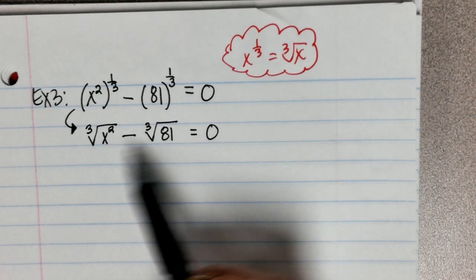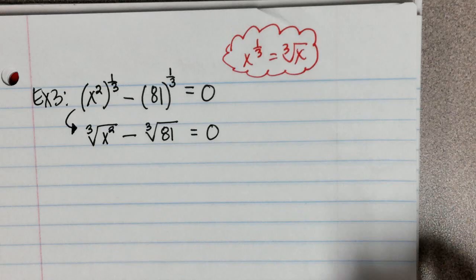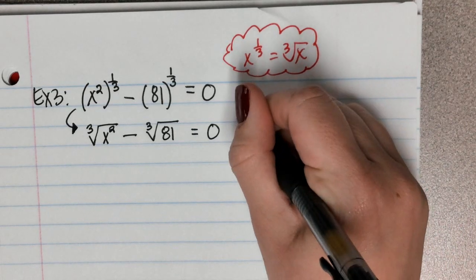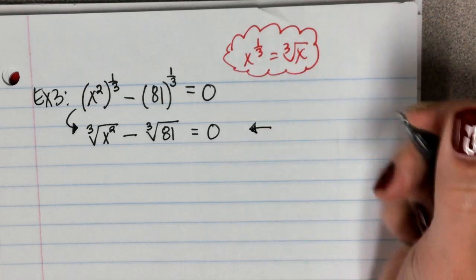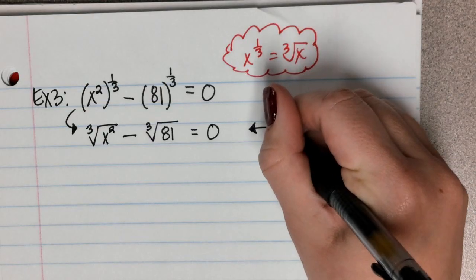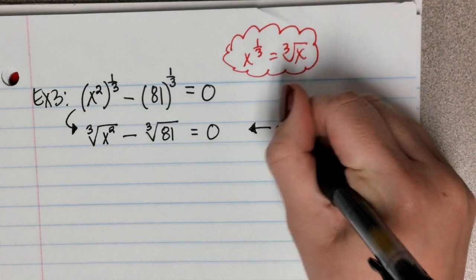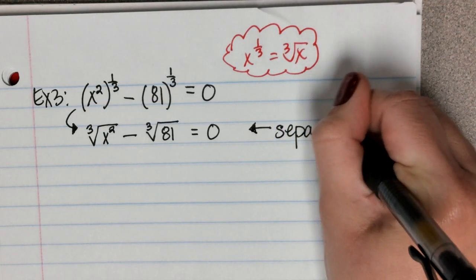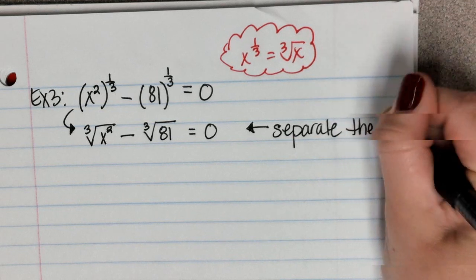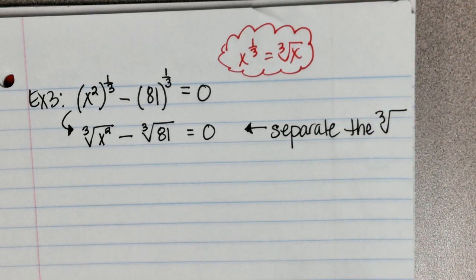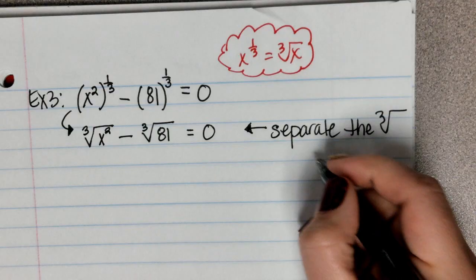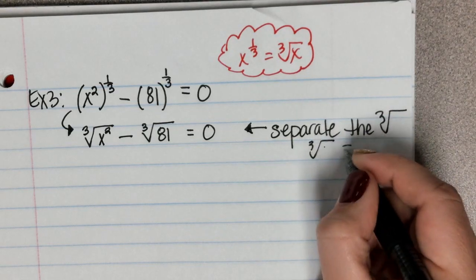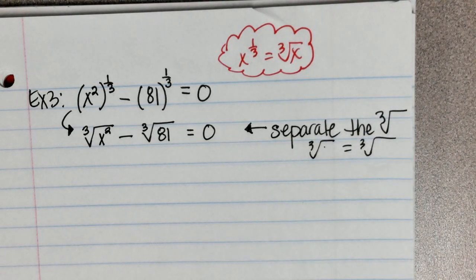Okay, notice we have two separate cube roots. They need to live on opposite sides of the equal sign. So separate the cube roots. One on the left side of the equal sign, one on the right. So you want it to look like this. Cube root of something equals cube root of something. Okay? They can't live on the same side.